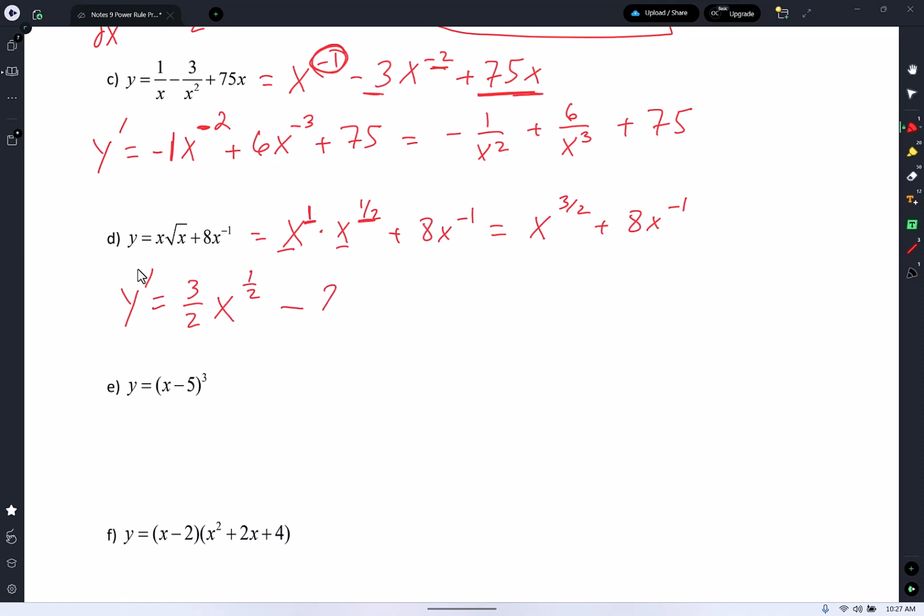And then what do I write for the next one? Minus 8x to the negative 2. Let's rewrite it. 3 square root of x over 2 minus 8 over x squared.